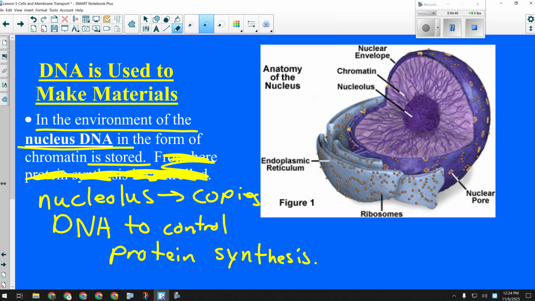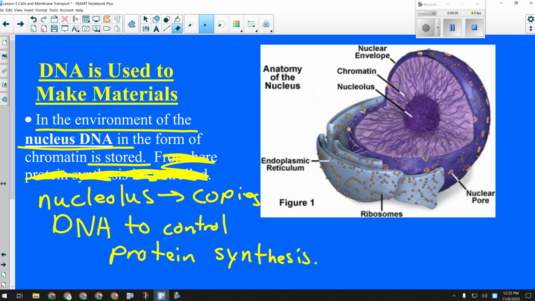So what you need from that slide: DNA is used to make materials. The nucleus stores DNA. The nucleolus copies the DNA and controls protein synthesis. It doesn't actually do the protein synthesis, it just makes sure that information goes out to the ribosomes. They're the ones that do the protein synthesis.